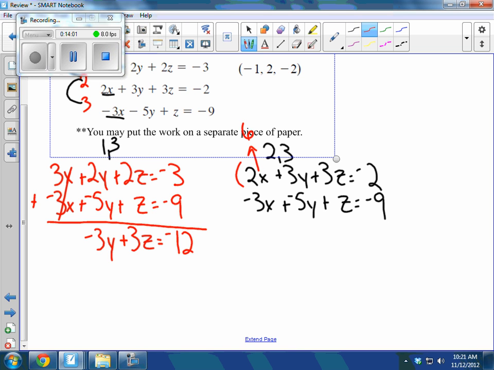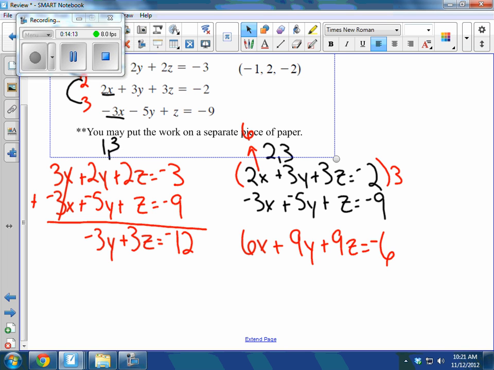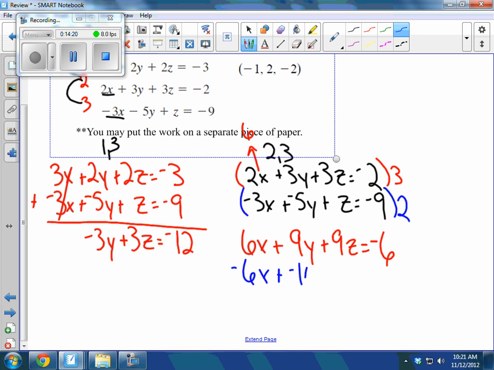So I'm going to take the top one times 3. Go ahead and do that first. So I get 6x plus 9y plus 9z equals negative 6. And then I'm going to take the bottom one times 2. So when I do that, I get negative 6x plus negative 10y plus 2z equals negative 18. So I'm going to go ahead and add these up.